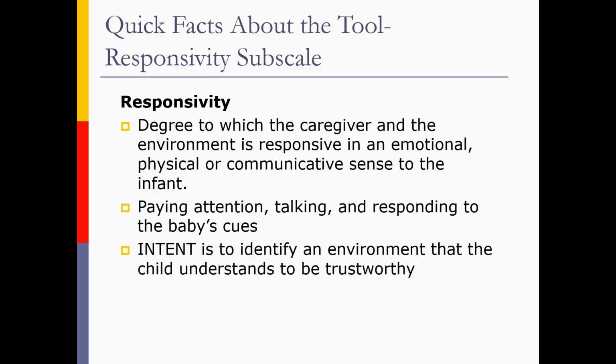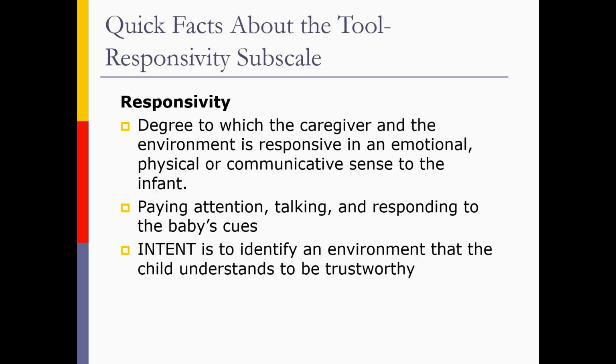So here's some more information about the tool and the subscales of the tool. One subscale is responsivity. And by that we mean the degree to which the caregiver and the environment is responsive in an emotional, physical, or communicative sense to the infant. By paying attention, talking, and responding to the baby's cues, we're able to see responsivity in action. The intent is to identify an environment the child understands to be trustworthy.